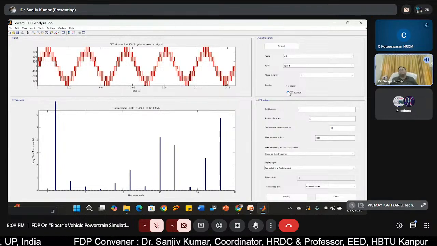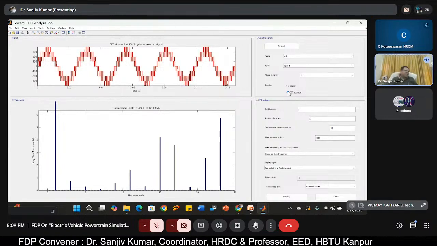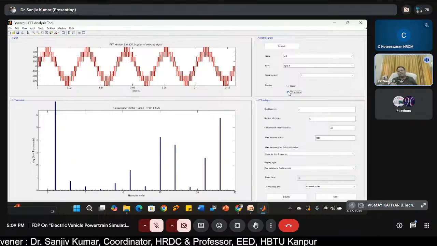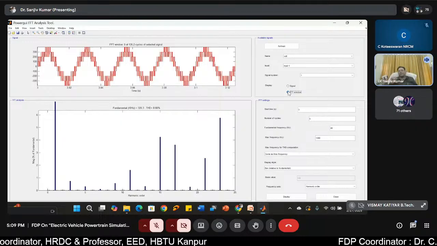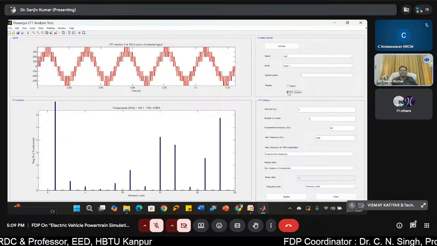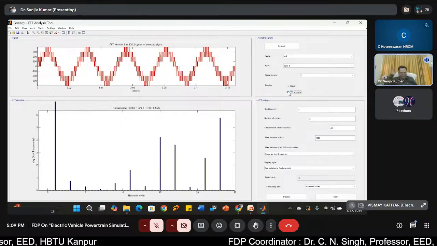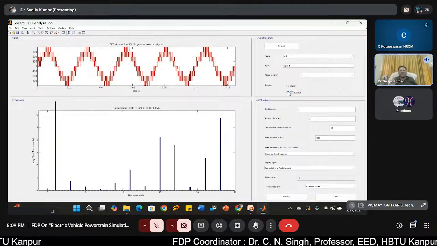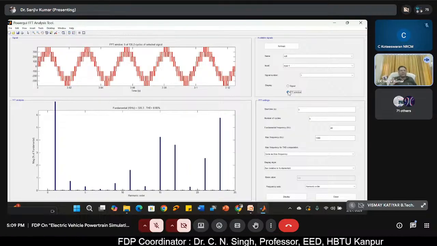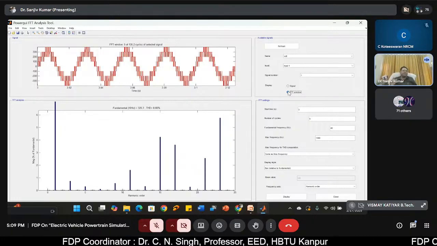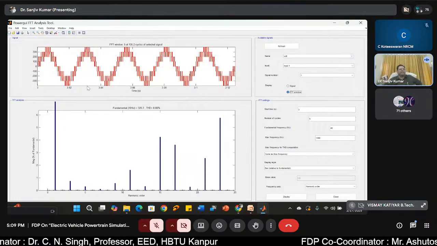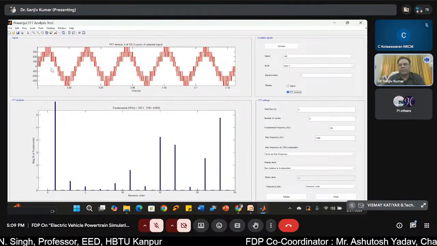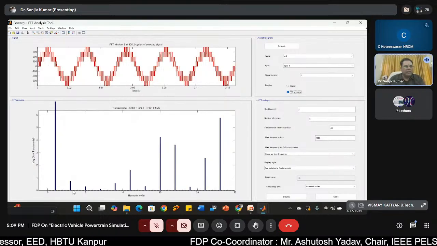Sometimes our students get confused. Sir, when we take one cycle, then FFT is different; when we take 100 cycles, FFT is different. No, it is not the case. FFT remains the same whether you take one cycle or 100 cycles. Slight variation is there just because of where you are starting, which introduces the unsymmetric nature.